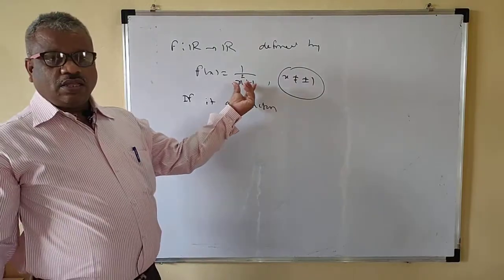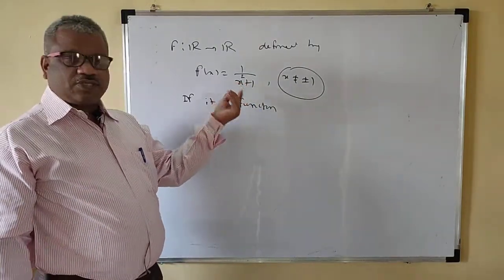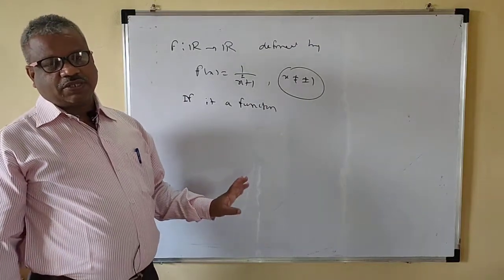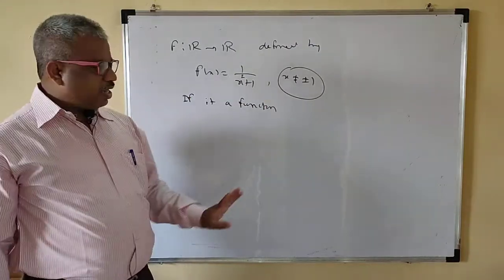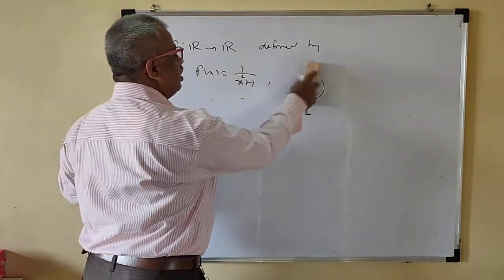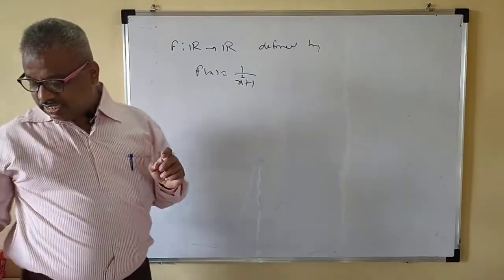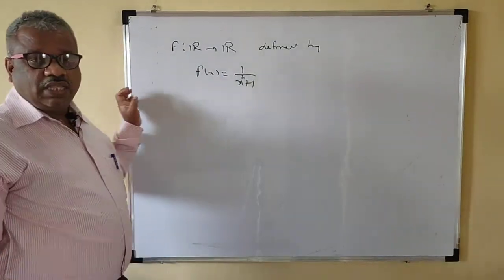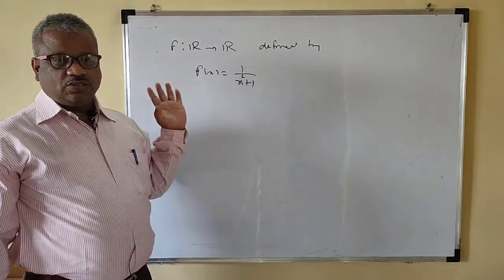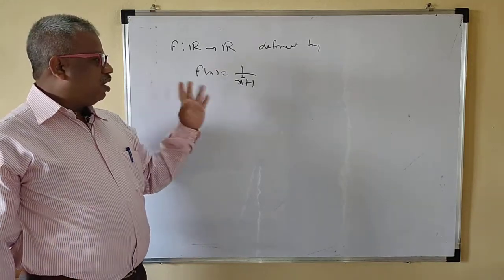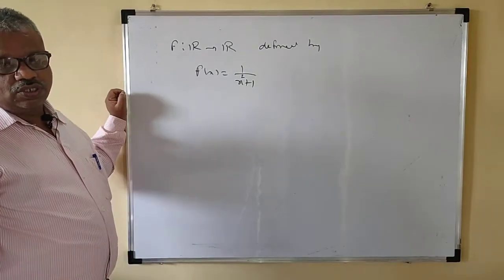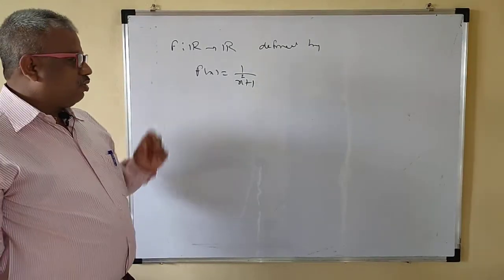So now see here, x square is always positive, and 1 is always positive. The sum of any two positive numbers is always positive, right? So the denominator is not equal to 0 for any x belonging to R. So if you define f of x is equal to 1 upon x square plus 1, then it will be a function now, because your denominator will not be 0 for any real number. So it is your function. Okay.